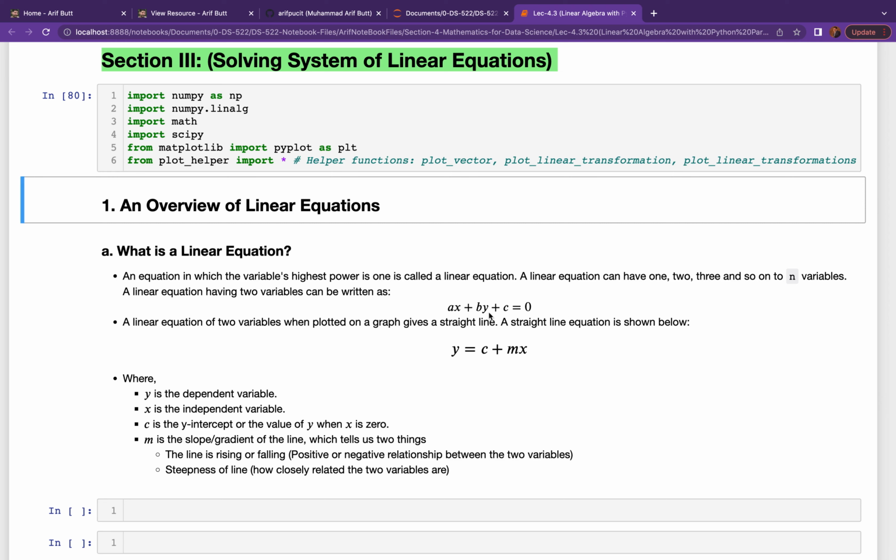A linear equation of two variables when plotted on a graph gives us a straight line, and we all know that the equation of a straight line is y is equal to c plus mx. Where x and y are the two variables, c is the y-intercept, which is the value of y when x is 0, and this m is the slope that tells us two things. The positive or negative relationship between the two variables and how closely related they are.